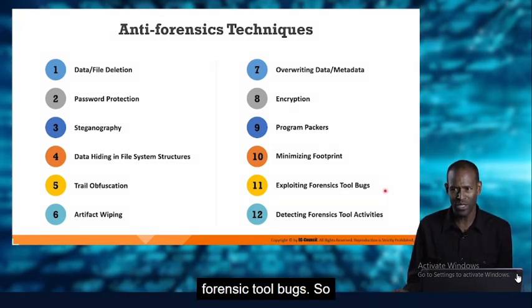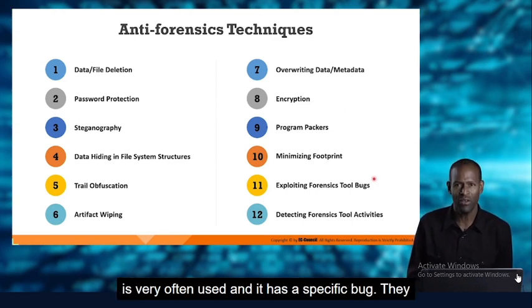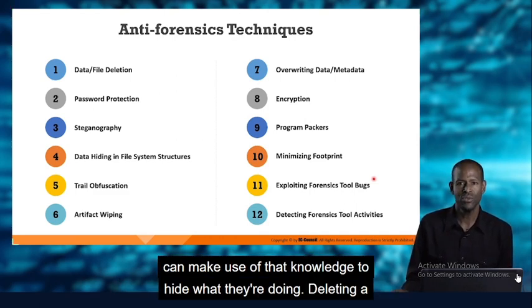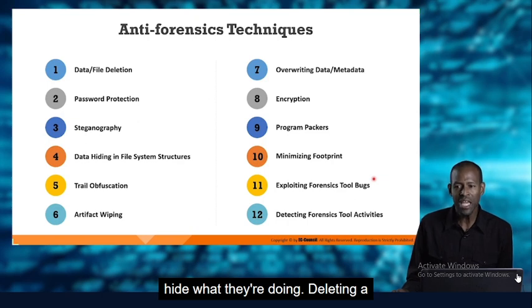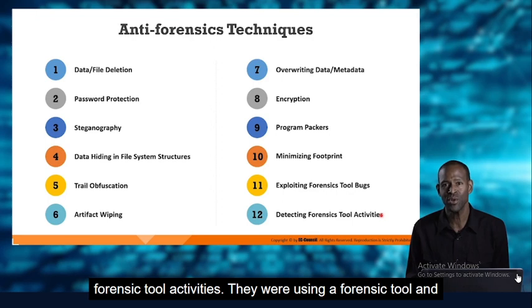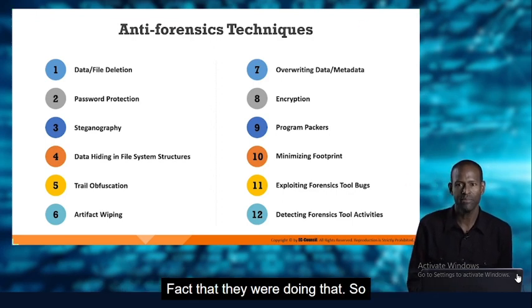Also exploiting forensic tool bugs. If they know that a specific forensic tool is very often used and it has a specific bug, they can make use of that knowledge to hide what they're doing. Deleting forensic tool activities: they were using a forensic tool and now they're going to wipe the fact that they were doing that.